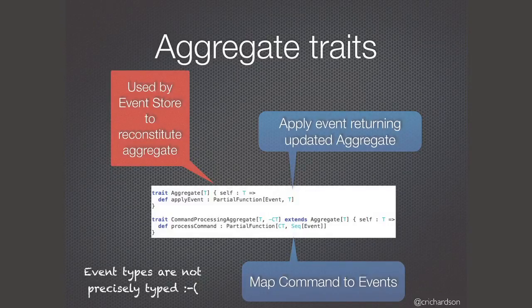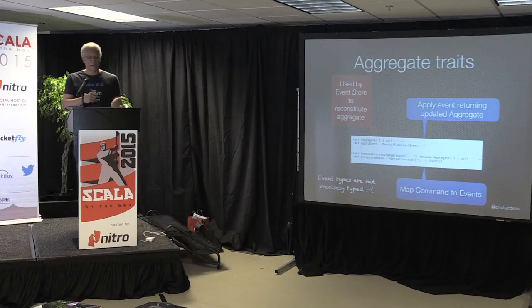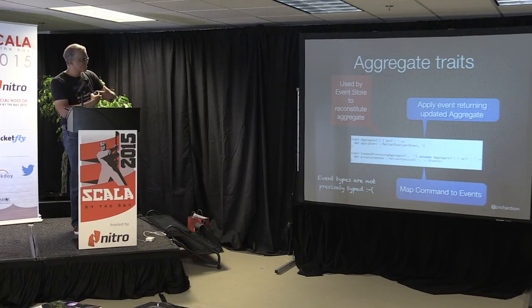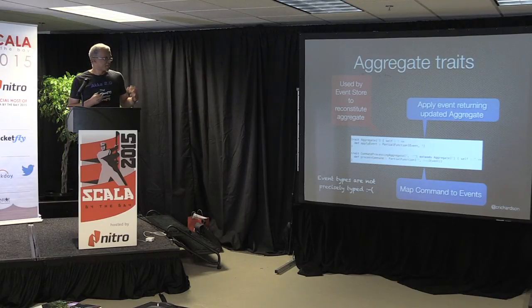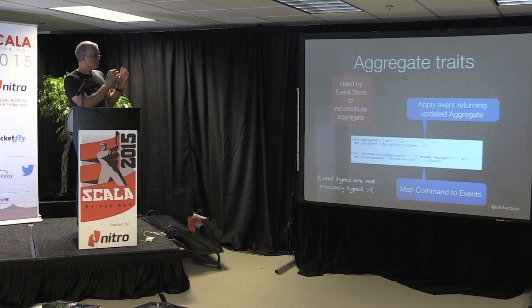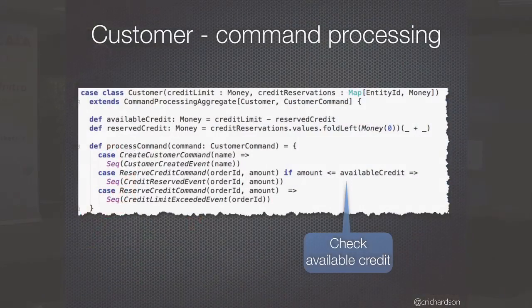There are some base traits that these aggregates have to implement. There's an aggregate trait that's parameterized by T, and that has an apply event method that's a partial function from the event to T. So that captures the idea of updating state in an immutable fashion by applying an event. And then there's a command processing aggregate that has a process command method that gives you a partial function from a command to a sequence of events. So those two things capture the essence of what an aggregate is.